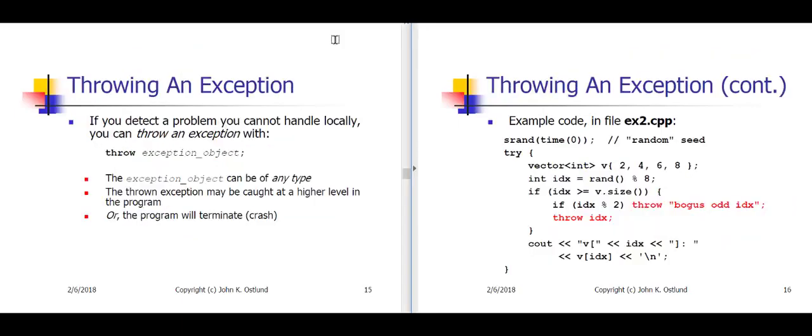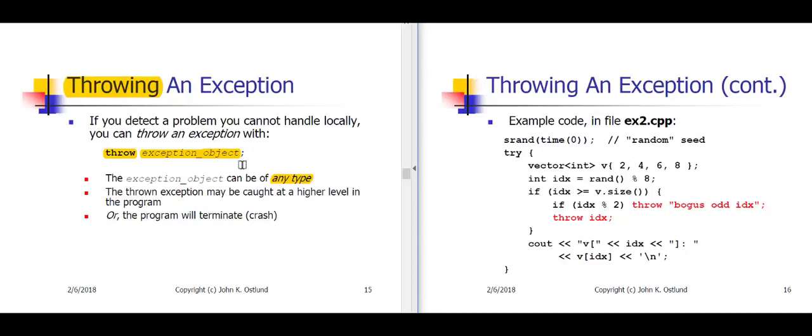Okay, so we've taken a look now at situations that generate exceptions, such as trying to allocate too much memory or using the at member function with a bad subscript. And we've seen how to catch these exceptions. We haven't talked yet about how you can throw exceptions yourself. You can throw an exception by using the throw keyword followed by an exception object. Now, that exception object can be of any data type at all, even something really simple like an int.